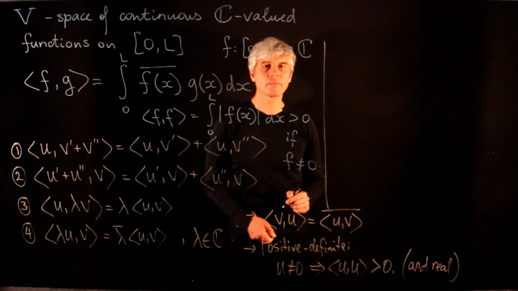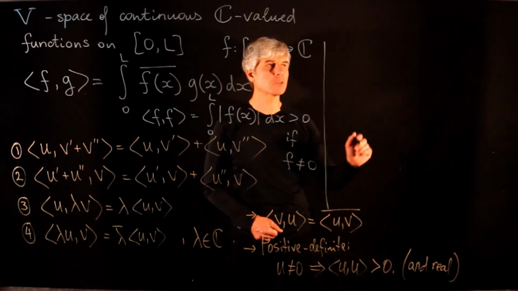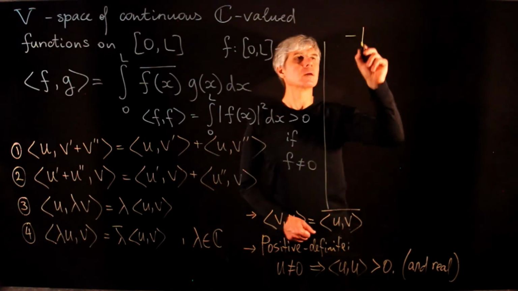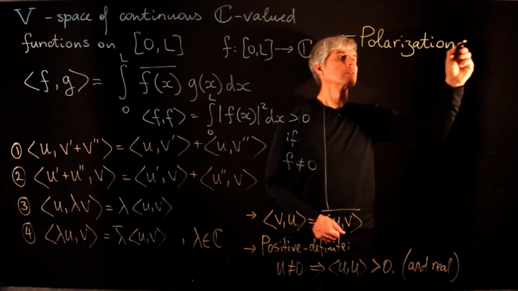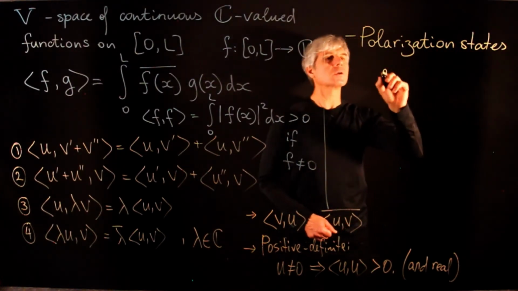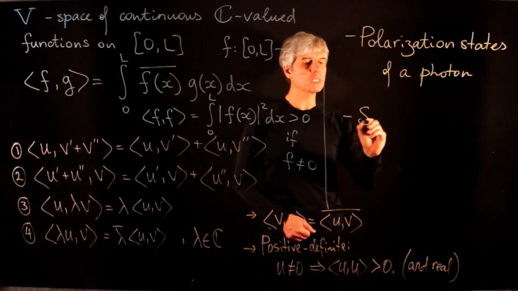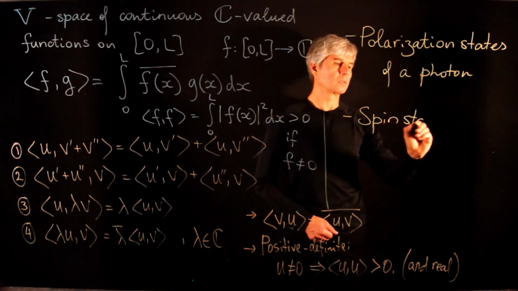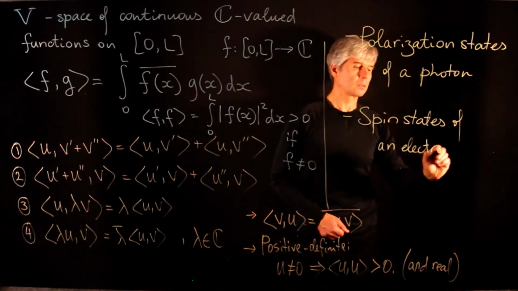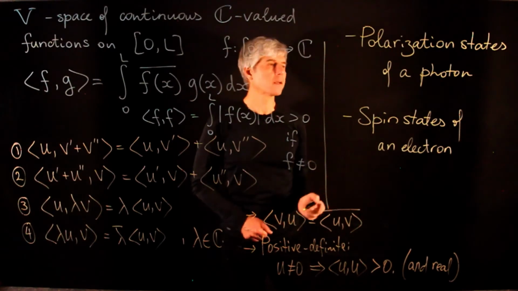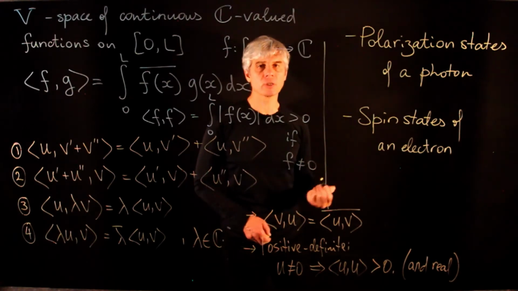Next, let us discuss quantum states for quantum mechanical systems that are particularly relevant for quantum computing. These will be polarization states of a photon and spin states of an electron. We're going to see that both of these systems could be considered as a physical implementation of a single qubit.